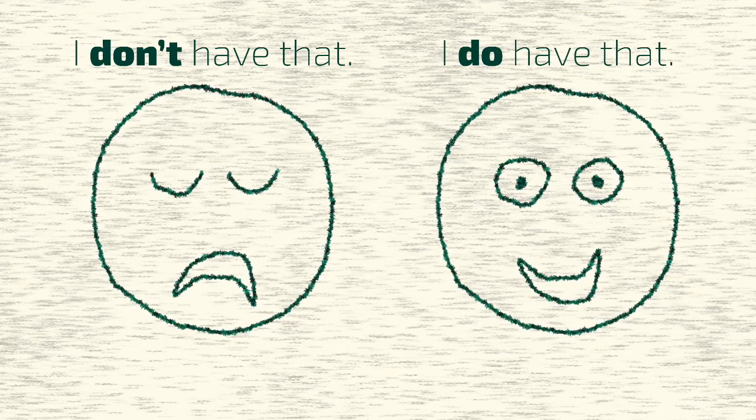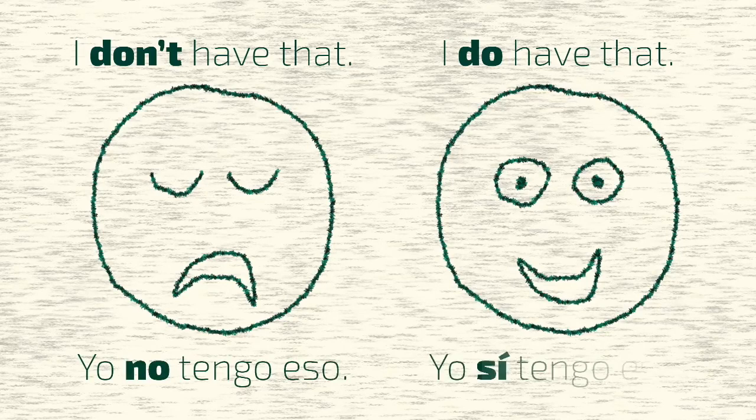But if I'm arguing the opposite, I might emphasize that I do have something. So I would say, I do have that. The word do there is unnecessary. I could just say, I have that. But I'm using the do for emphasis. I do have that. Well, if you recall what I said earlier, Spanish speakers never use do before another verb. So instead of doing that, if they wanted to emphasize something like this, they'll use sí.